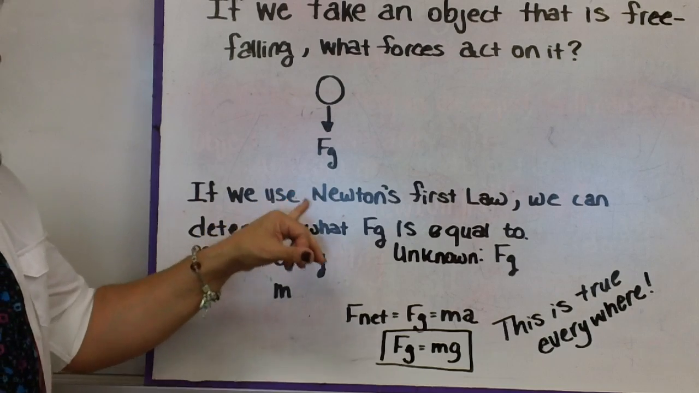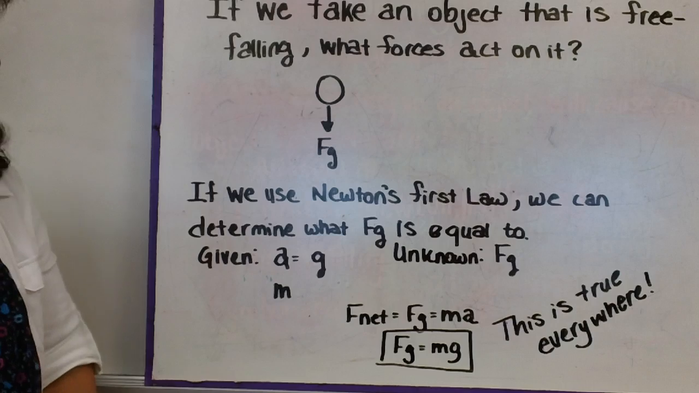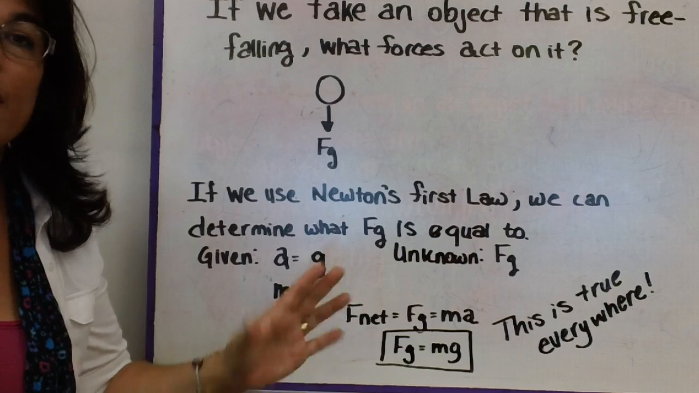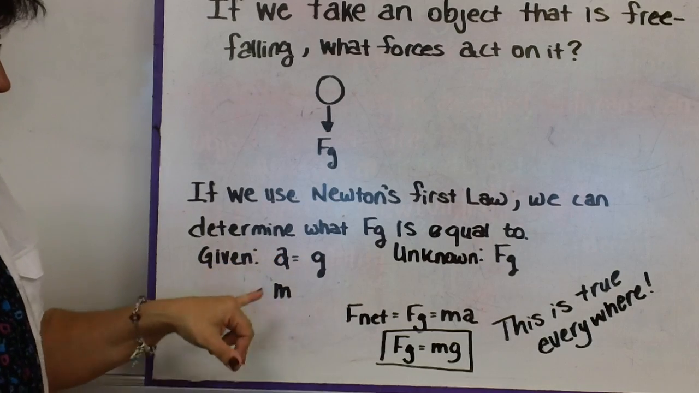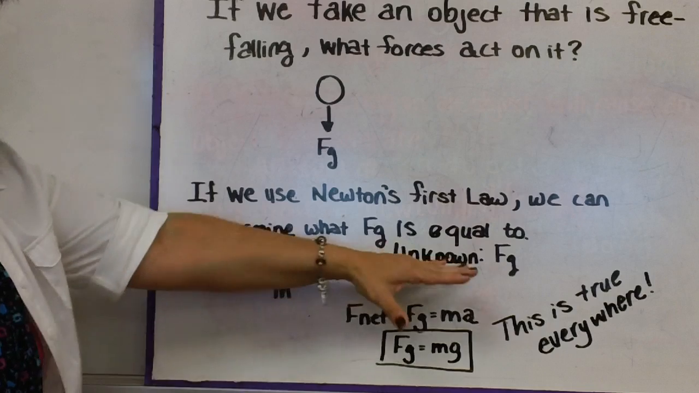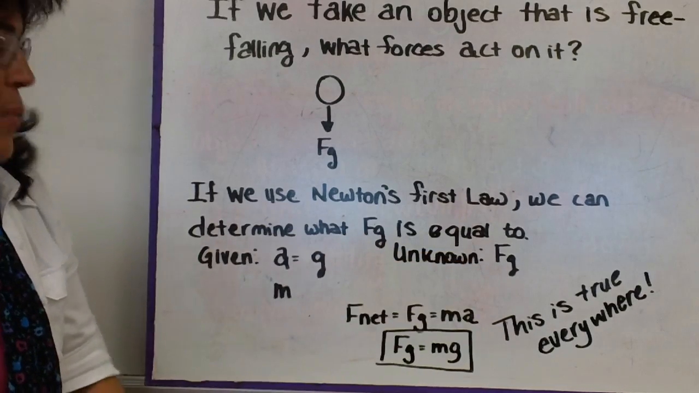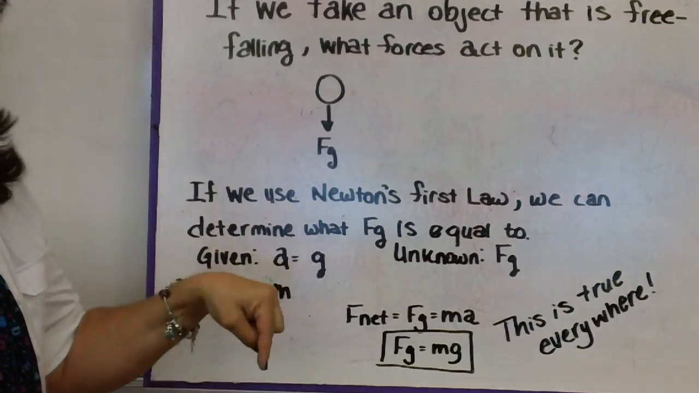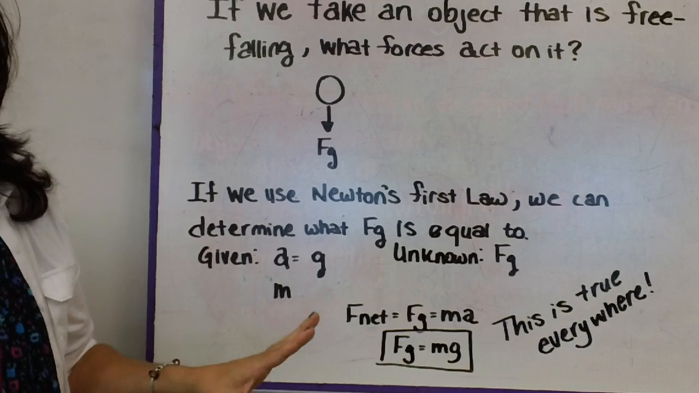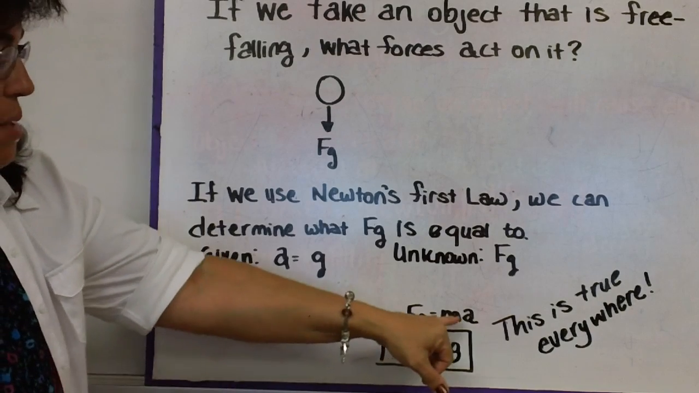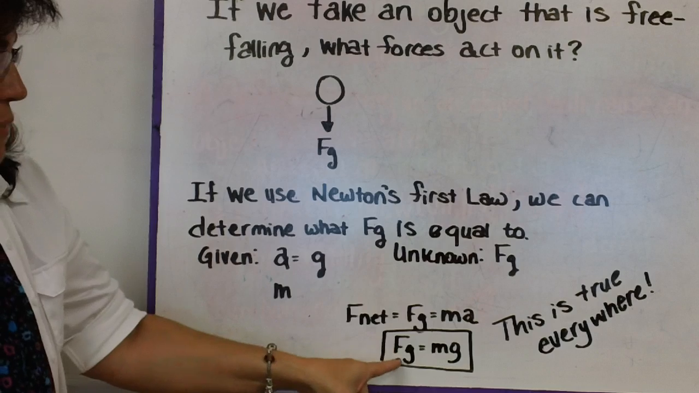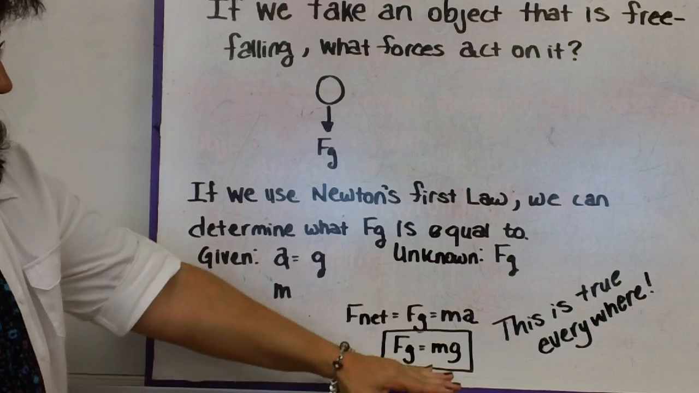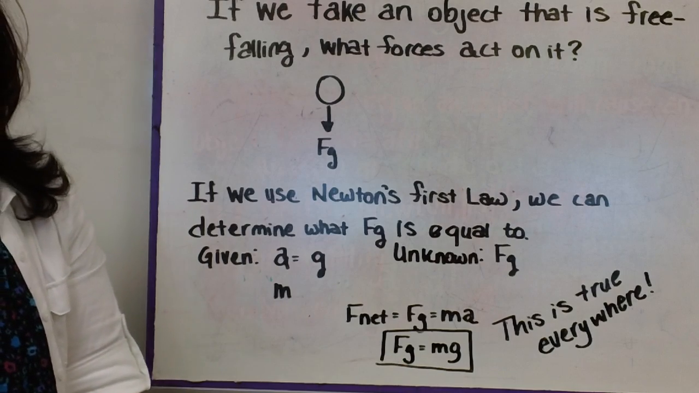If we use Newton's second law, we can determine what F of g is equal to. We know the acceleration when something's in free fall is gravity, negative 9.81. We are given the mass of the object, and we're trying to find the force of gravity. The F net in this case is just the force of gravity down. And we said from the previous lessons that the net force is equal to the mass times the acceleration. So Fg equals mass times, replacing the acceleration with gravity, F of g equals mass times gravity.